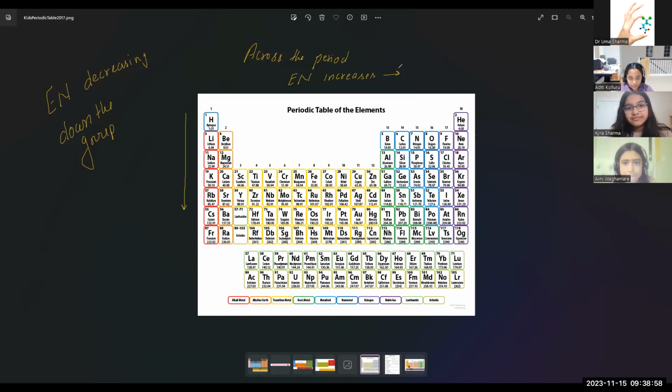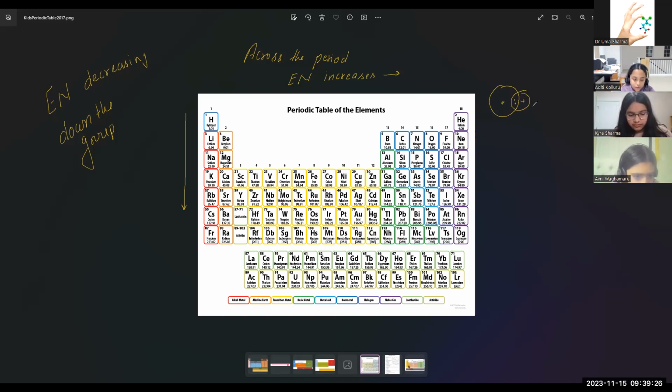Electronegativity increases across the period because size decreases. You start from here. So what happens as the size decreases? Protons and neutrons are being added. No, I'm not asking the reason for size. I'm asking what happens to electronegativity if the size decreases. Then electronegativity increases. Now explain that part.